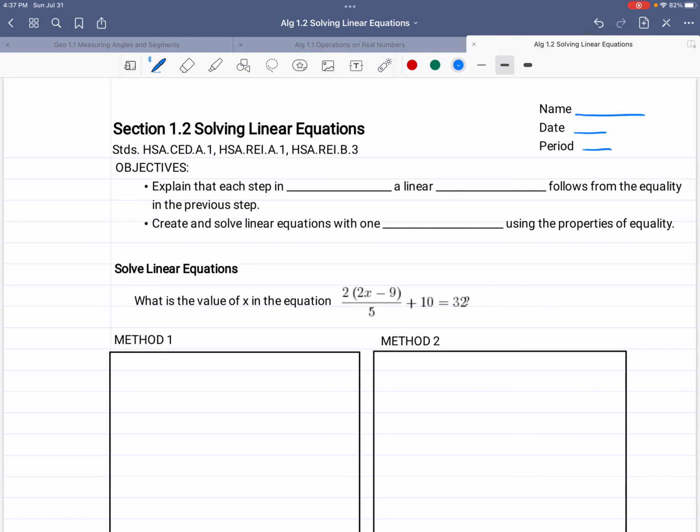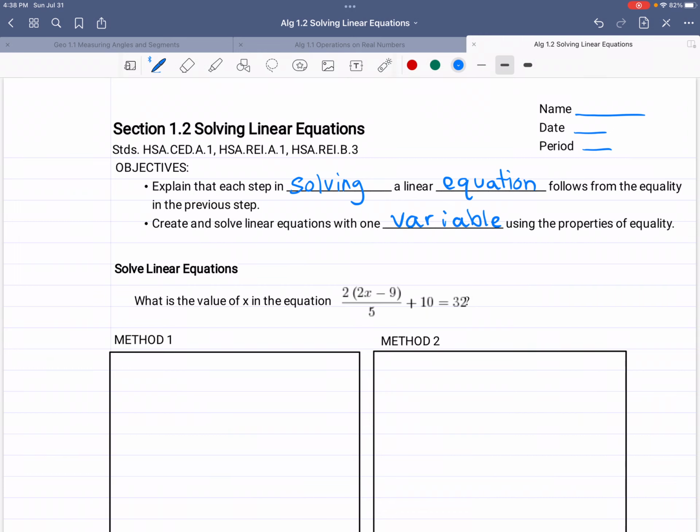Your objectives for today are to explain that each step in solving a linear equation follows from the equality in the previous step. Create and solve linear equations with one variable using properties of equality.